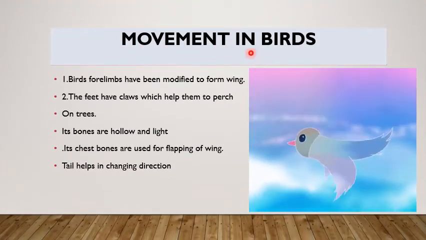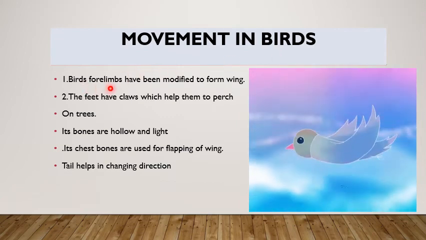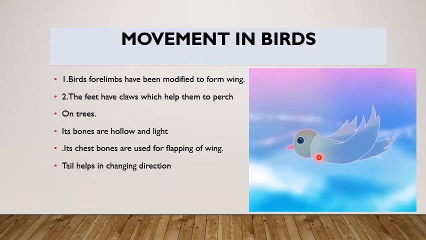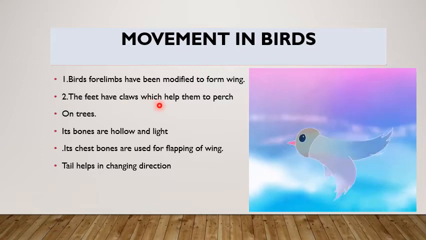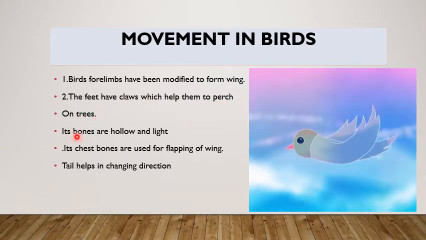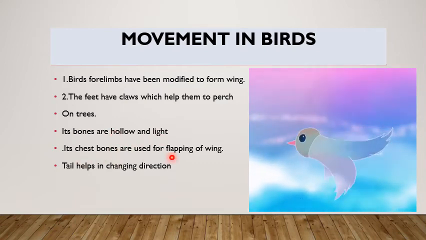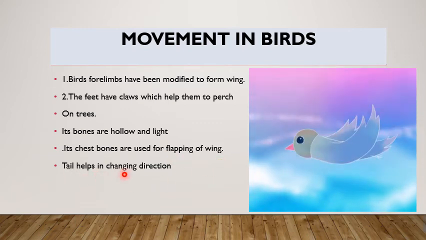Movement in birds. Birds' forelimbs have been modified to form wings. These are the forelimbs, which are used as wings. The feet have claws which help them to perch on trees. Its bones are hollow and light. Its chest bones are used for flapping of wings. The tail helps in changing direction.